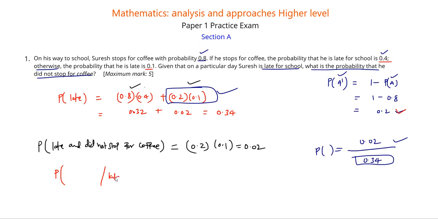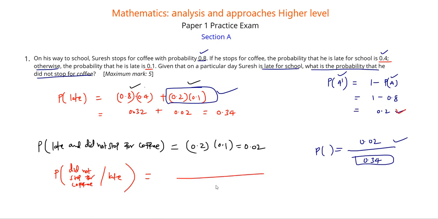Probability that he is late. But what is that? Did not stop for coffee. This is the Bayes theorem we are using. So we want the probability that he is late but did not stop for coffee is equal to what?